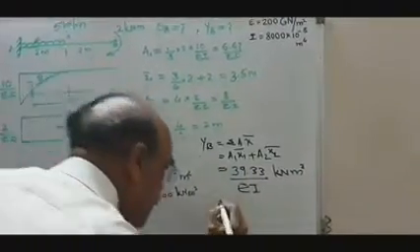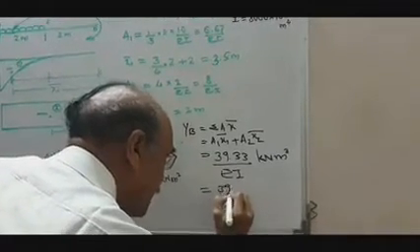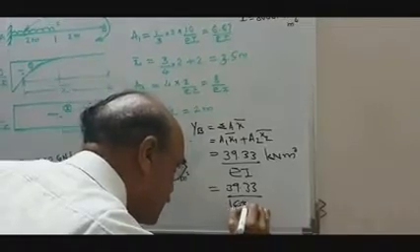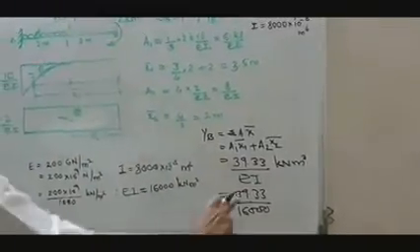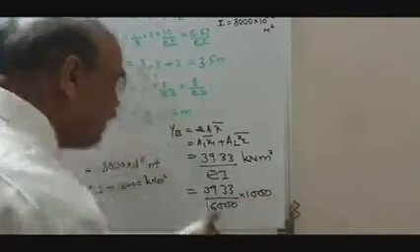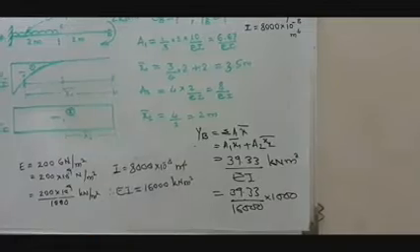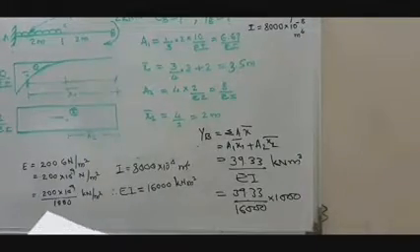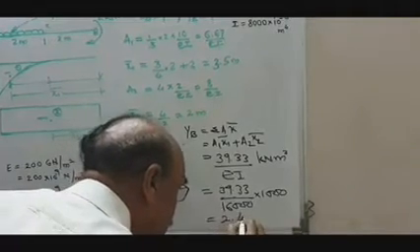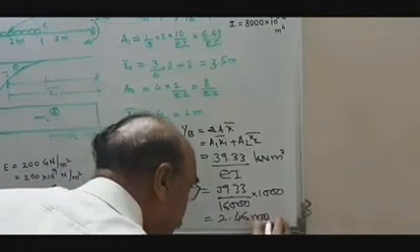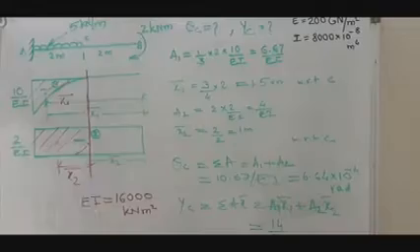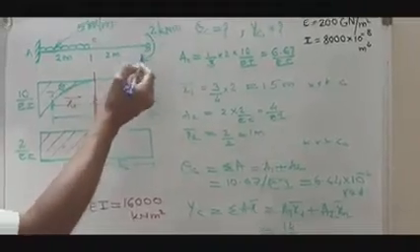Now if you divide this by EI, that is 39.33 divided by EI, we already calculated as 16,000. So this gives the result in meter. If you multiply by 1000, you convert this YB, that is the deflection, into mm, which comes as 2.46 mm. This is the required deflection at B. So we have already calculated slope and deflection at the free end.